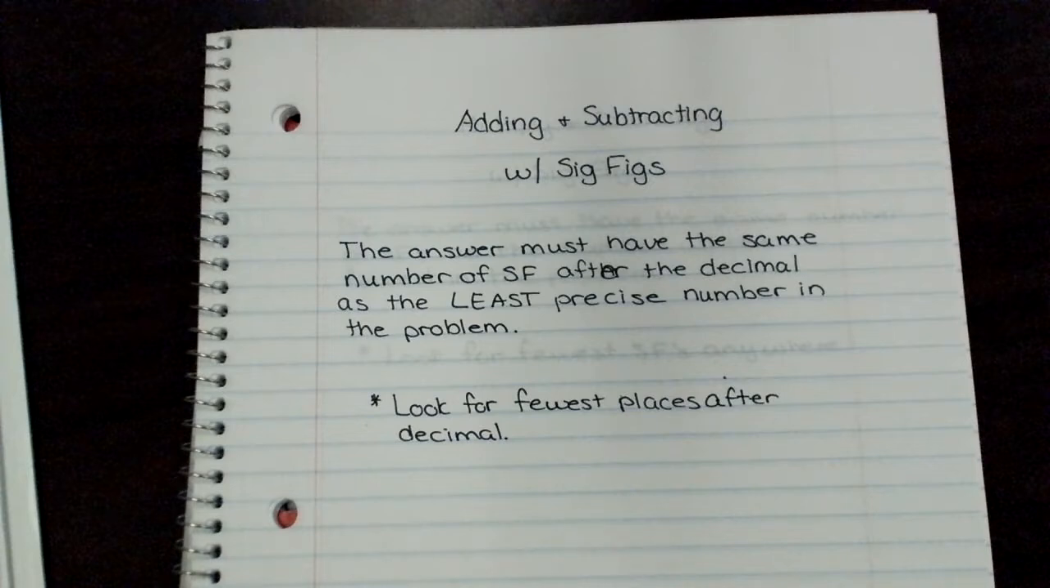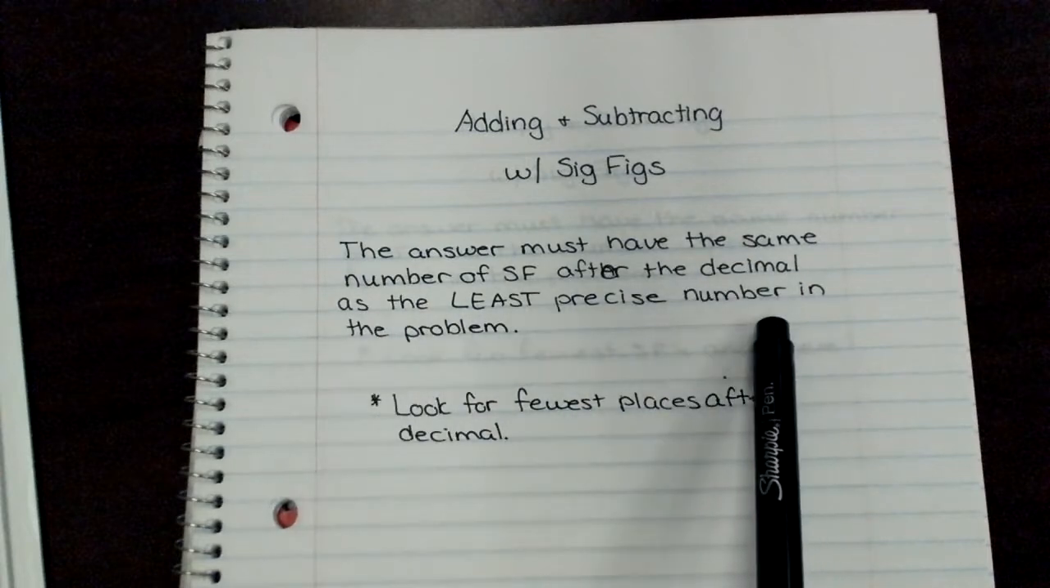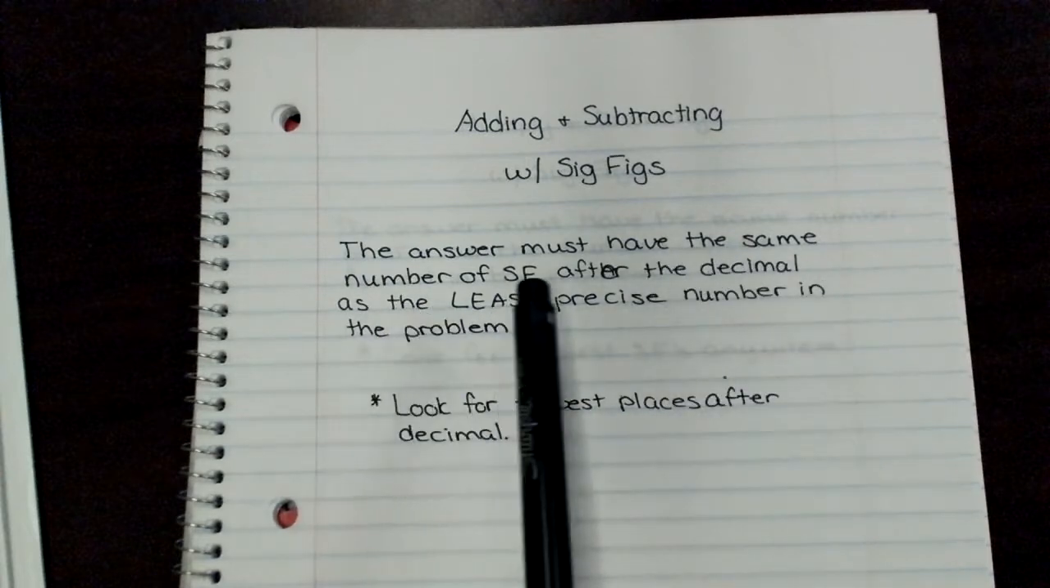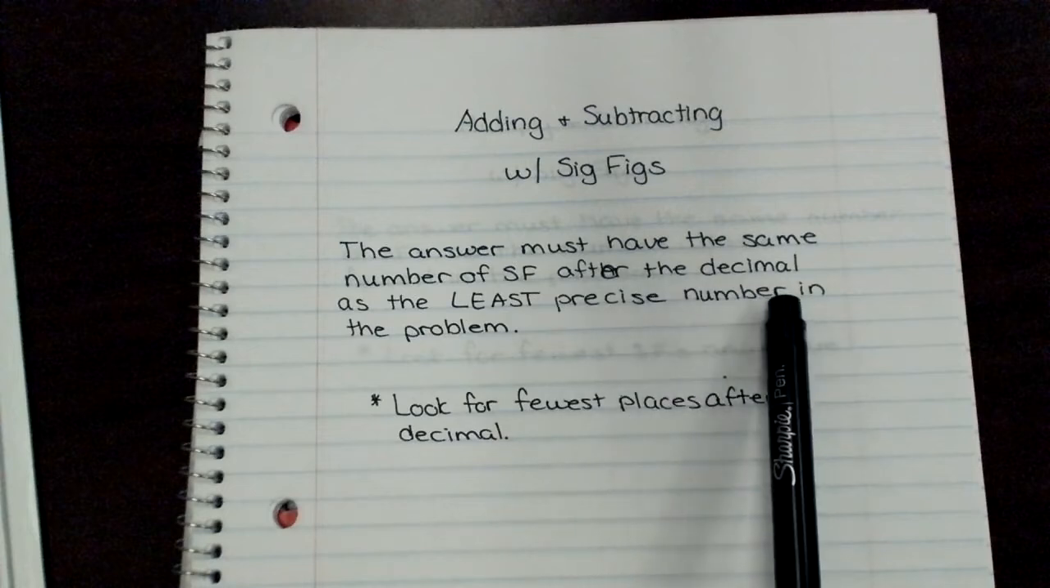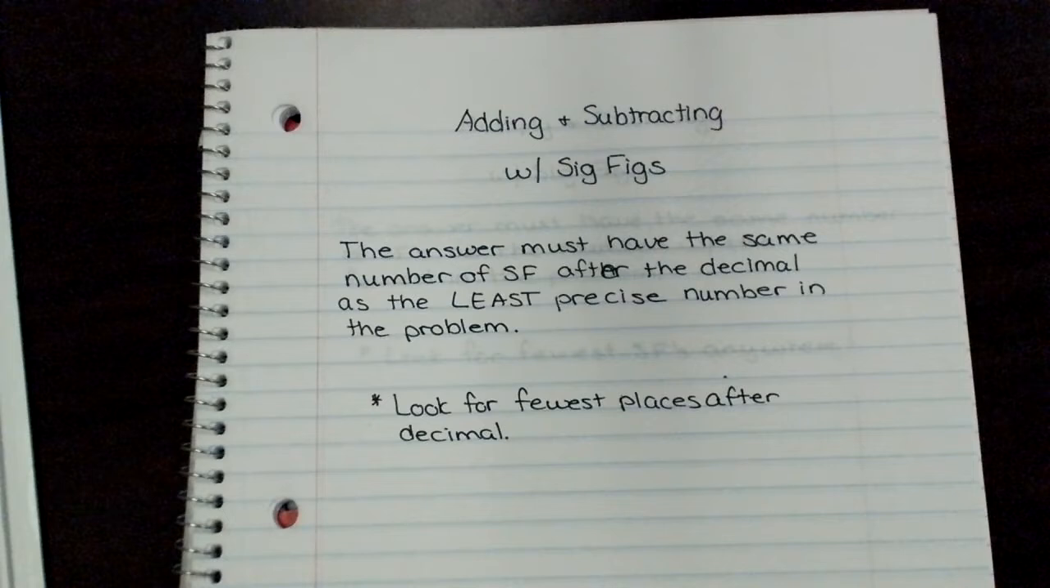When we add and subtract with significant figures, the answer that we get after we've worked the problem must have the same number of significant figures after the decimal as the least precise number in the problem. That sounds really wordy, and I'm going to show you exactly what that means. But basically, just keep this in mind: look for the fewest places after the decimal.